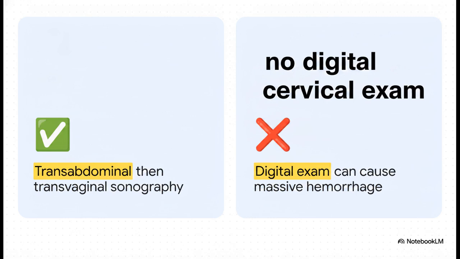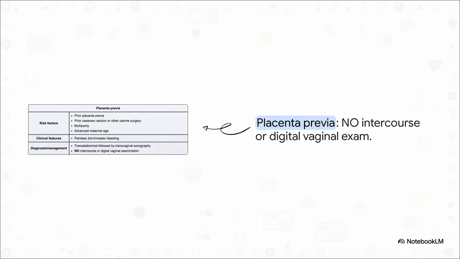The distractor you'll see is a digital vaginal exam, which is dangerously wrong because it can cause catastrophic hemorrhage. A digital exam only becomes the right step after an ultrasound has definitively excluded previa. Notice the absolute contraindication clearly outlined in the management criteria. Absolutely no digital vaginal examination.